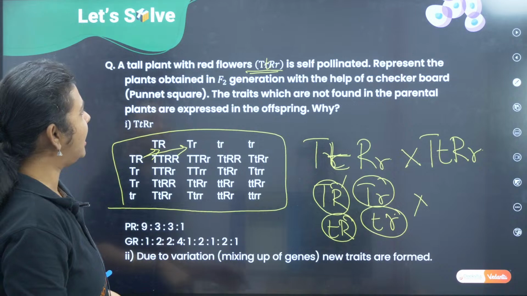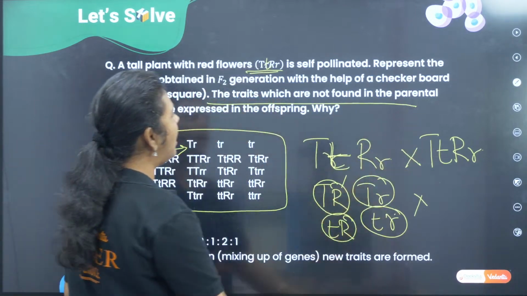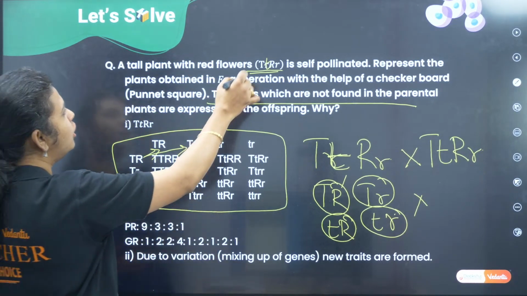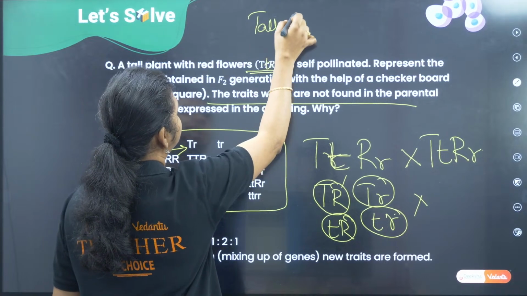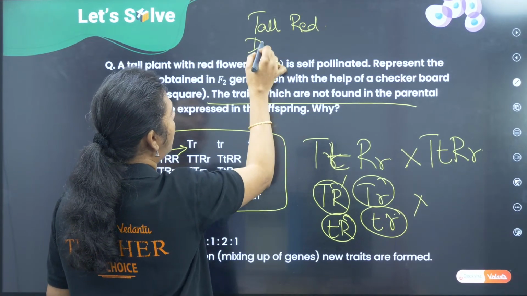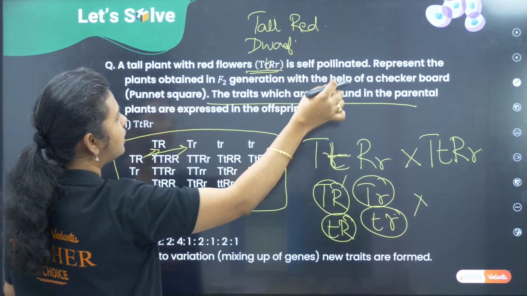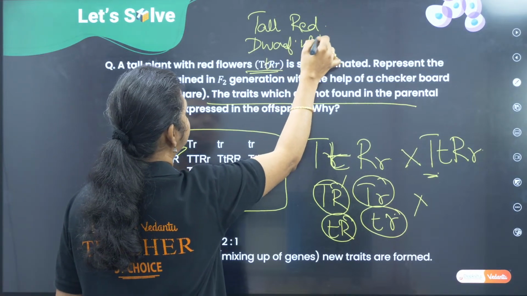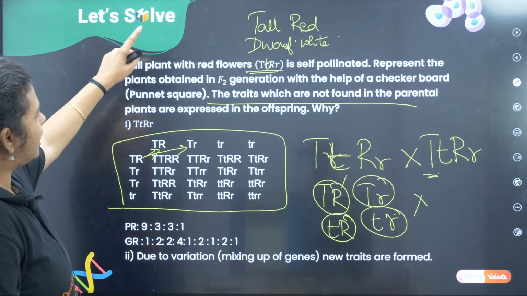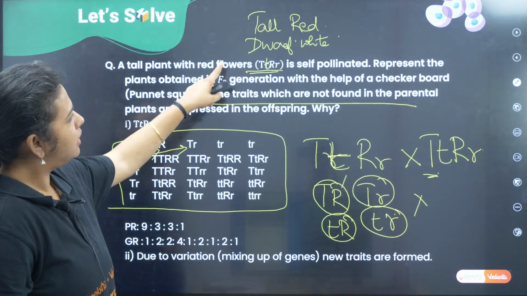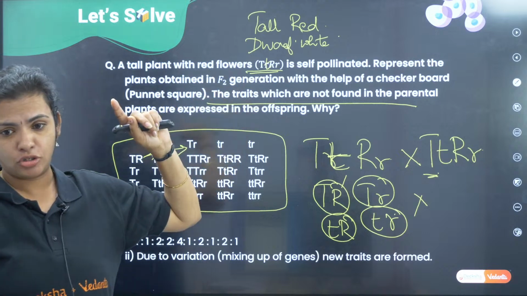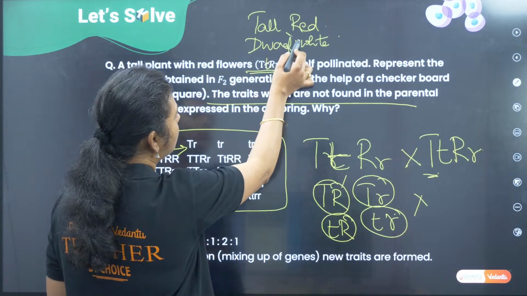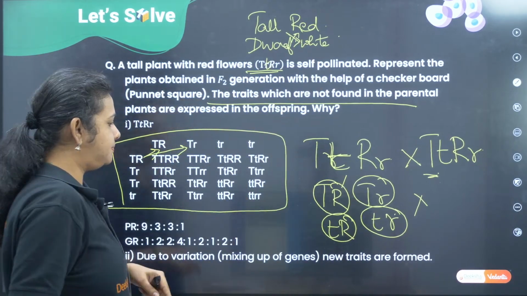Then the question is asking the traits which are not found in the parental plants, correct. So, the parental plant is having tall red and dwarf. Let us take the dwarf color as white, okay. So, the tall red plant is given and it should be the opposite, dwarf white. So, you are going to get new combinations which can be tall white, dwarf red, okay.